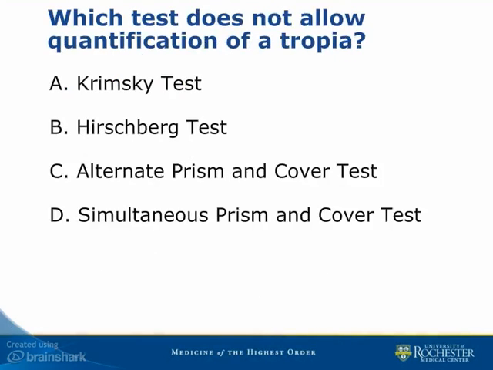Second question, which test does not allow the quantification of a tropia? A. Krimsky test, B. Hirschberg test, C. Alternate prism cover test, or D. Simultaneous prism cover test. So again, pause and come back in a second. So the answer is C. The alternate prism cover test measures the tropia and the phoria, whereas A, B, and D all measure just the presence of a tropia.